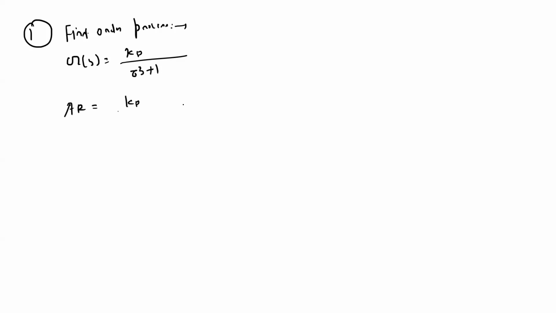First, I'll talk about the first order process. What was our first order process? G(s) equals Kp upon tau s plus 1. And what was the amplitude of this one? That was Kp upon root over 1 plus tau square omega square. And the value of phi was tan inverse of minus tau omega.